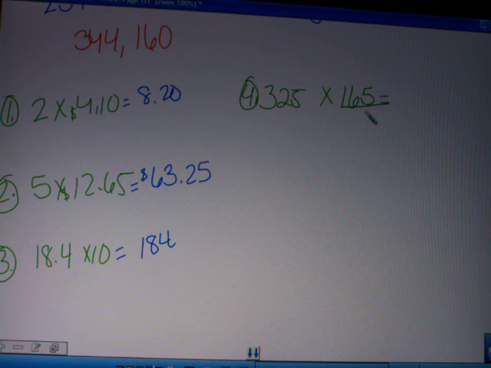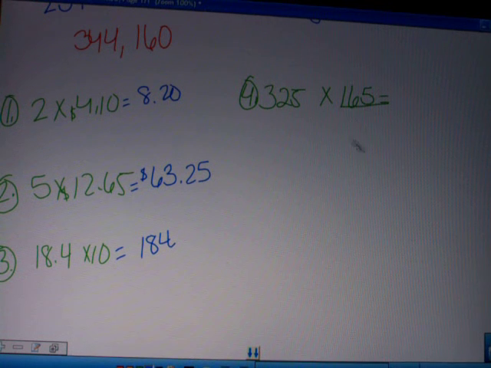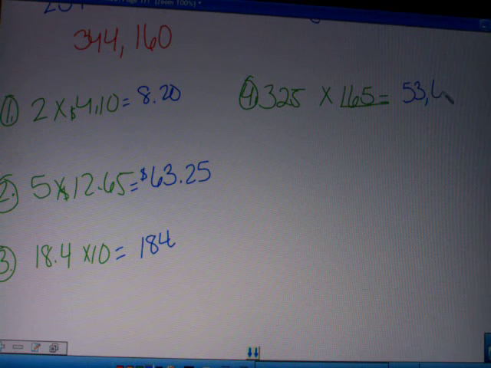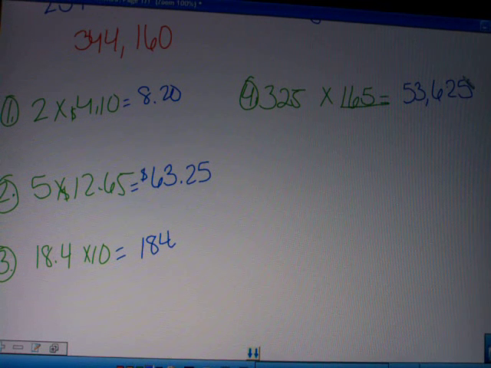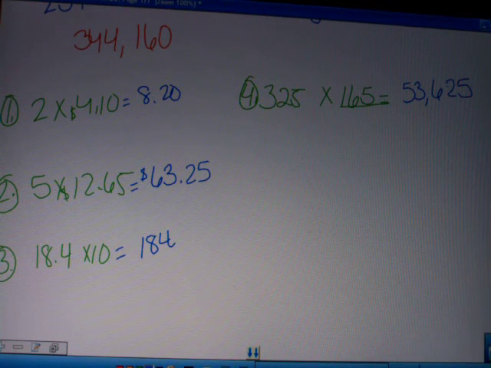And then doing this large number of 325 times 165, you get a very large number of 53,625. So hopefully you had absolutely no problems with that, and if you do, just let me know and I will sit down and work with you one-on-one. But if not, you will do just fine on your homework. And that concludes your lesson.